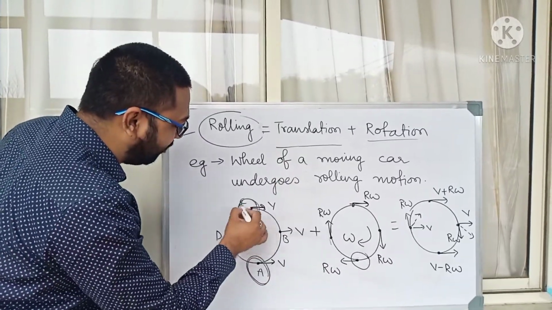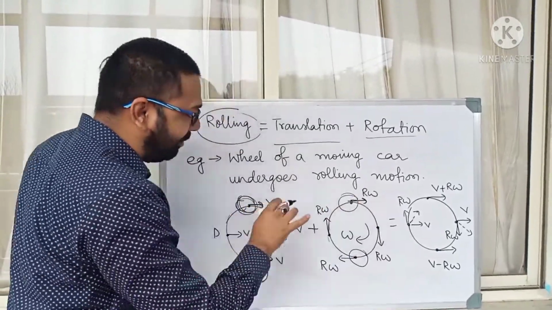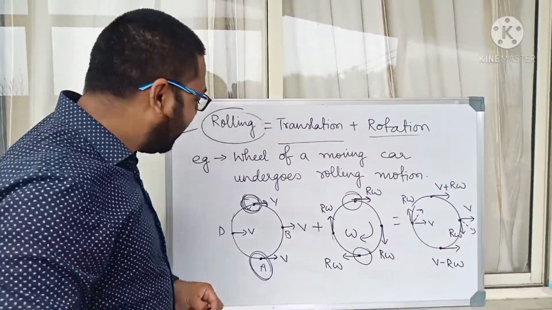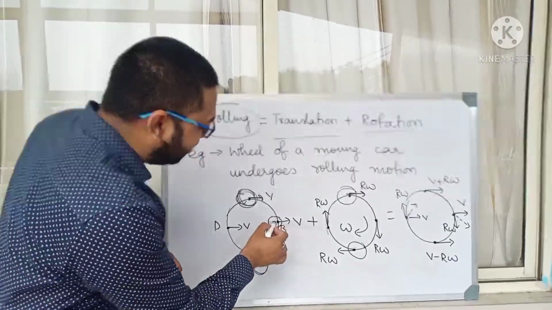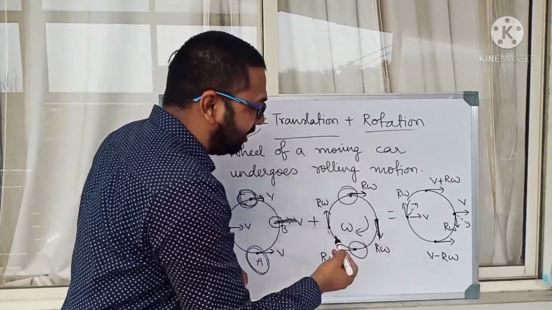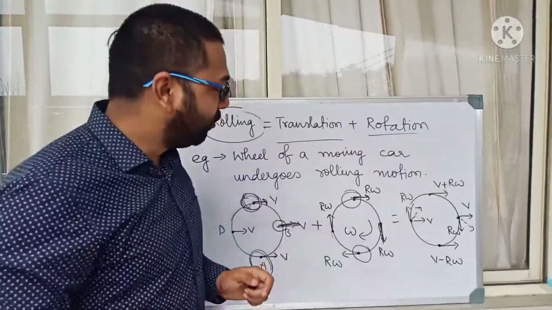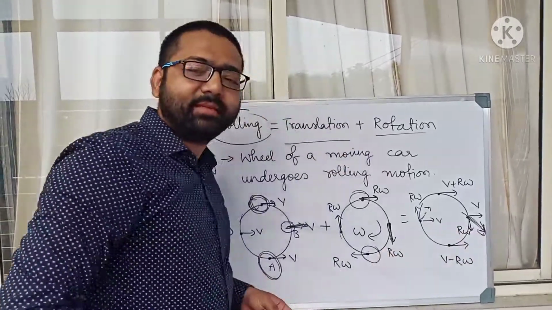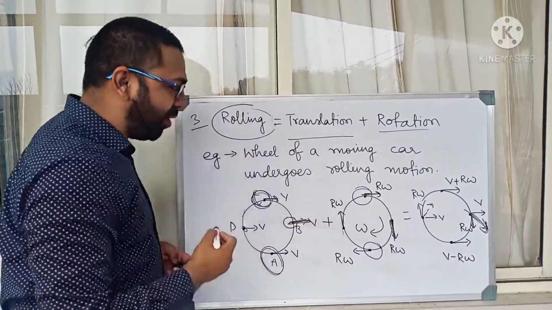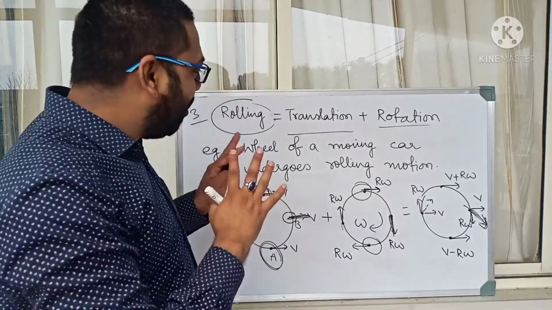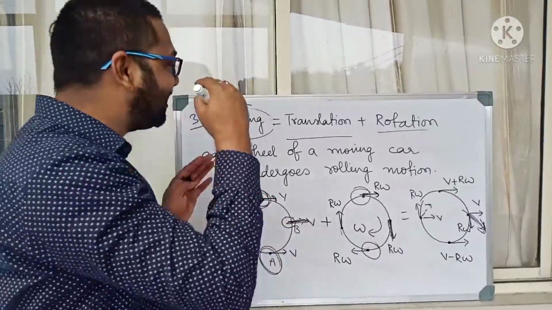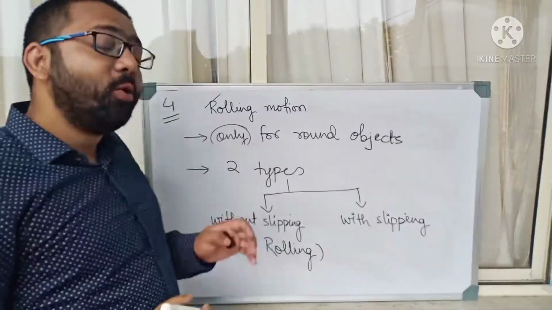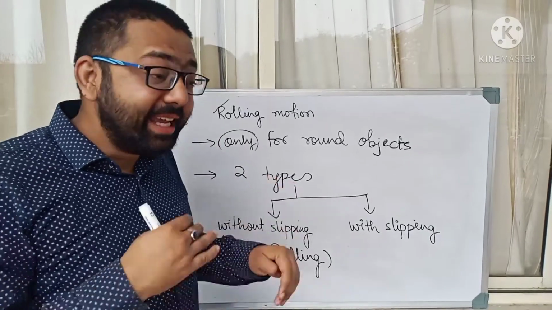Similarly, for C, you are seeing both are in the same direction, so here it will be v plus r omega. Now let's talk about point B. Here this is in this direction and this is in this direction. These two are vectors, so you add them like this, and this is the resultant at this point. Similarly, we can think about this point also. So I hope you understand that rolling is a combination of translation and rotation. Rolling is only for round objects like this.